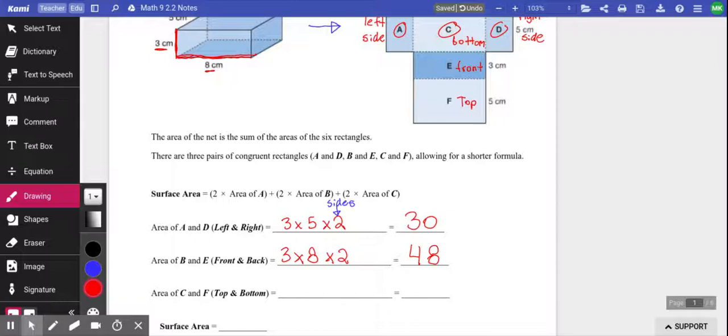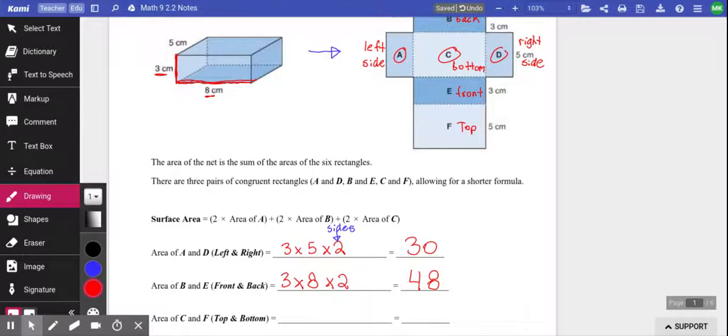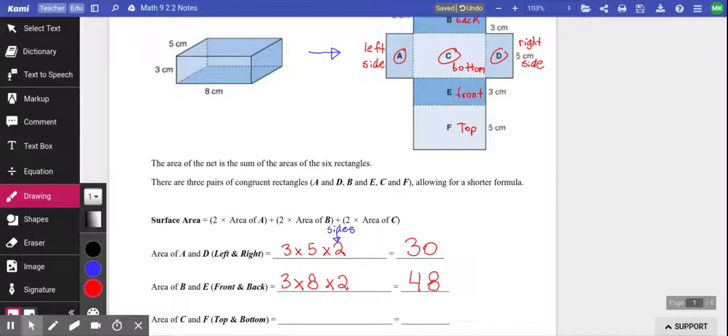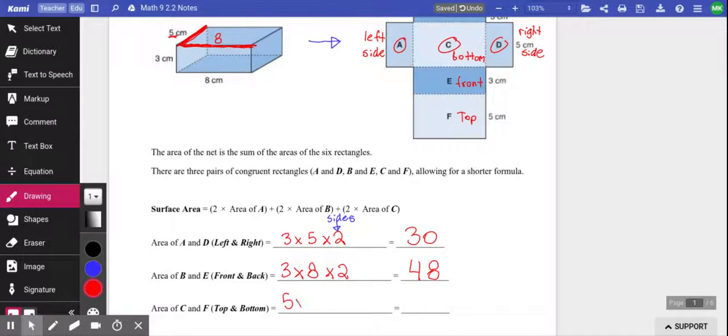The last two sides we need to do would be the top and the bottom, which we know would be the same. Looking at this, if I want to do top and bottom, I would view it like this. That's 5. And across there is 8. That would give me the top. The bottom's the exact same, so I'd multiply by 2. 5 times 8 times 2, which would give you 80.